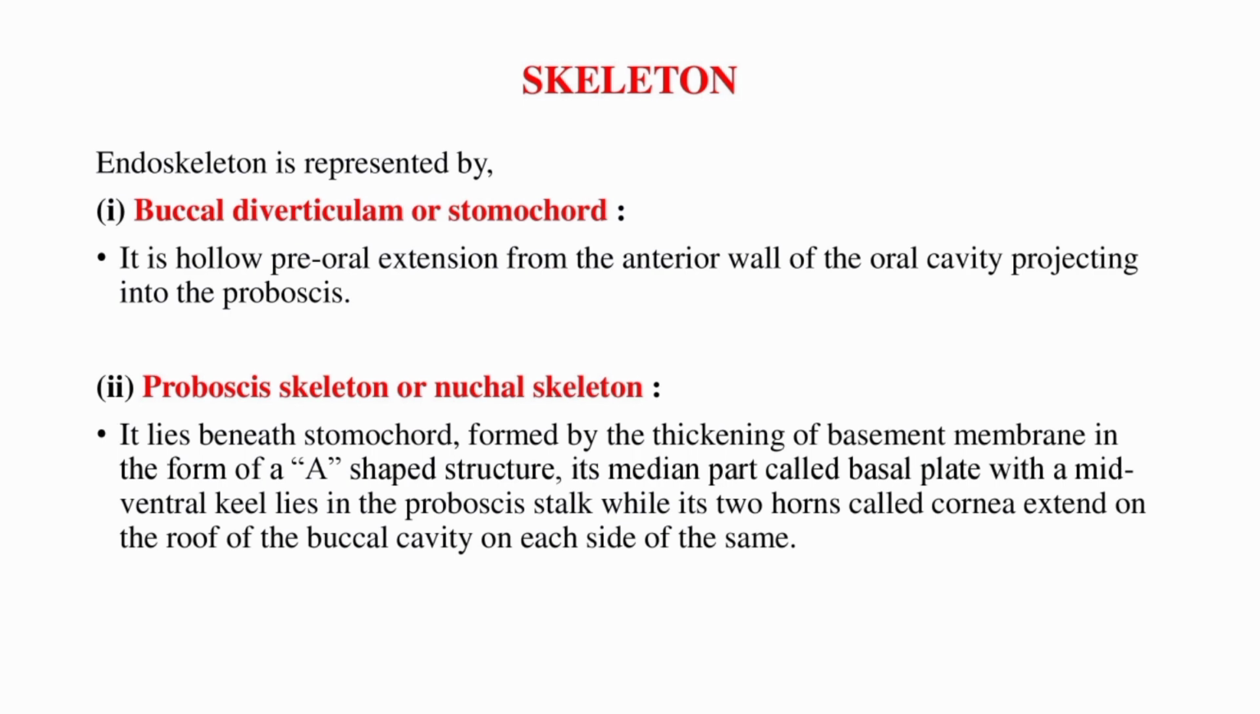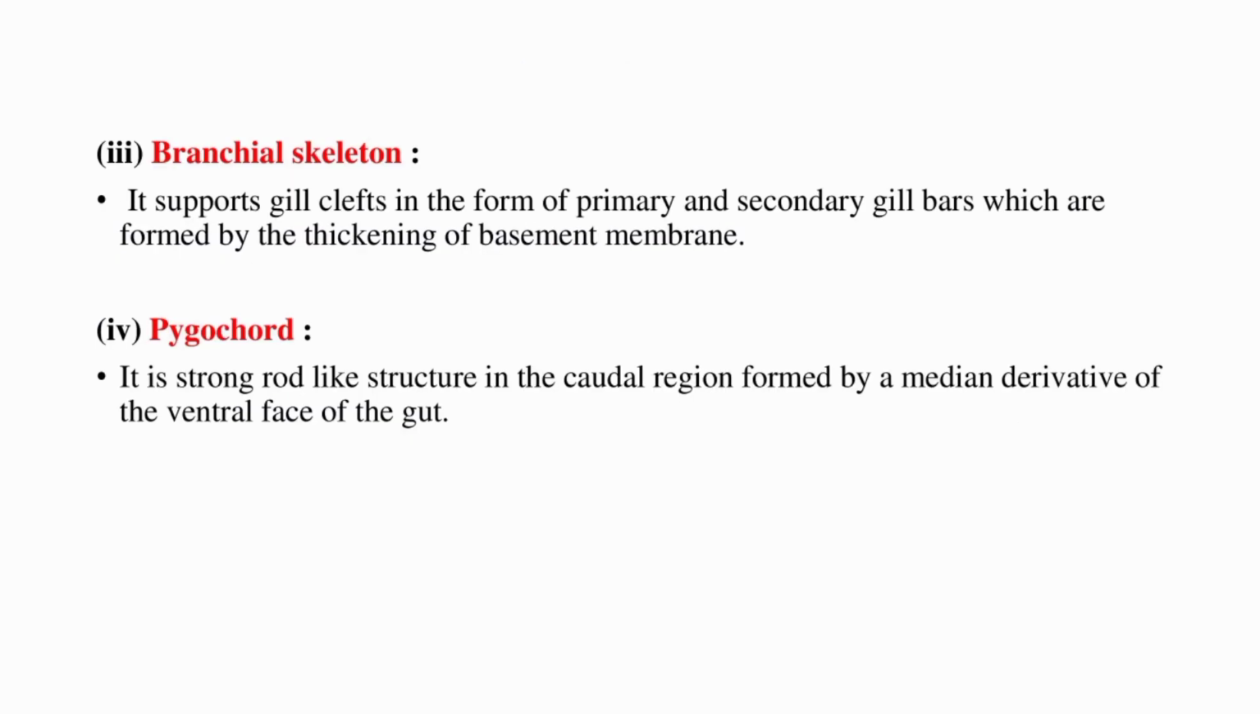Its median part called basal plate with a mid-ventral keel lies in the proboscis stalk, while its two horns called cornua extend on the roof of the buccal cavity on each side of the same. Third one, branchial skeleton. It supports gill clefts in the form of primary and secondary gill bars, which are formed by the thickening of basement membrane. Fourth one, pygochord. It is a strong rod-like structure in the caudal region formed by a median derivative of the ventral face of the gut.